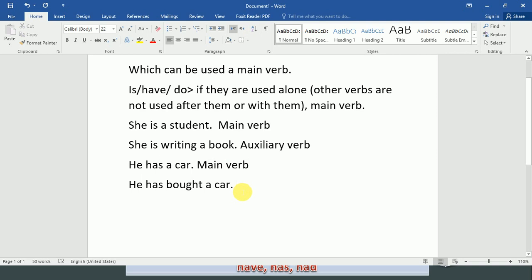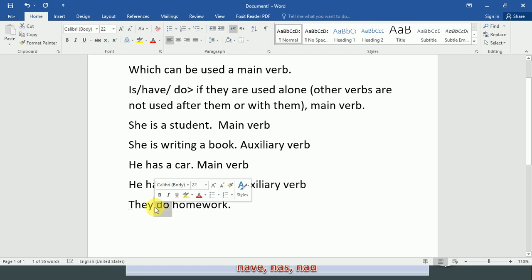Whenever they are used as an auxiliary verb or in perfect tenses, we consider them the third auxiliary verb. So here has is used as an auxiliary verb, right? Now similarly to do, if I say they do exercises or they do homework, after do we do not have any other verb, so do is used as a main verb, right?